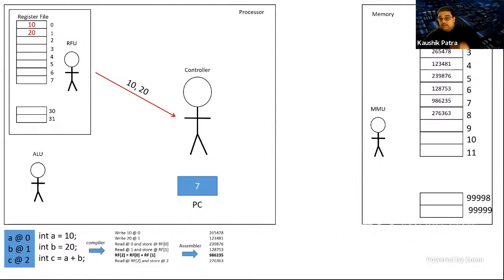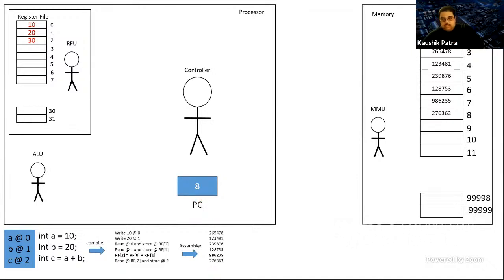With this instruction, the register file sends 2 values back to the controller, 10 and 20. And then the controller sends these 2 values to the ALU with an addition request. It's asking the ALU, hey, what's the addition of 10 and 20? Give me the result back. The ALU sends the result back as 30, and then the controller picks that value up and sends it to the register file, saying, hey, write 30 at 2. So the register file unit stores that value in register 2. The program counter is updated to 8.